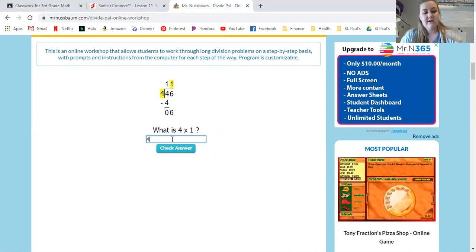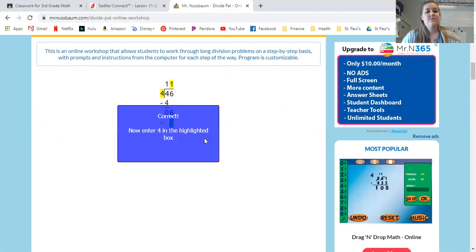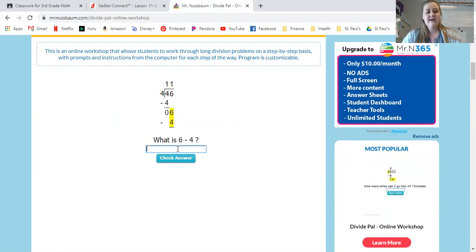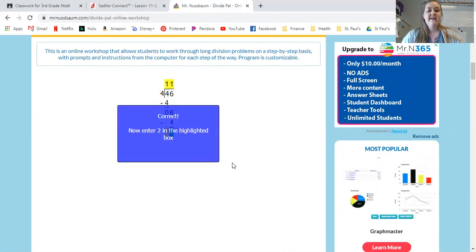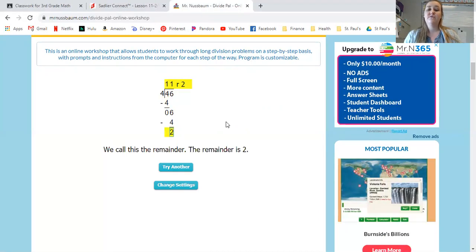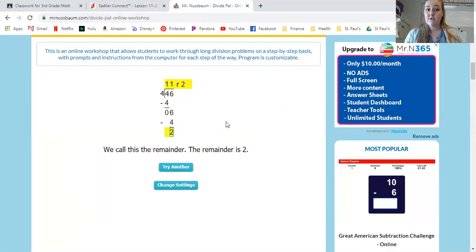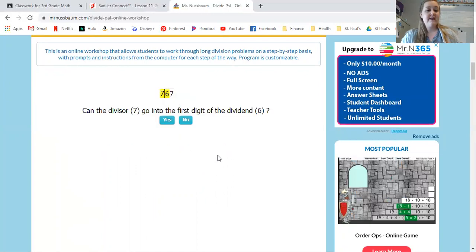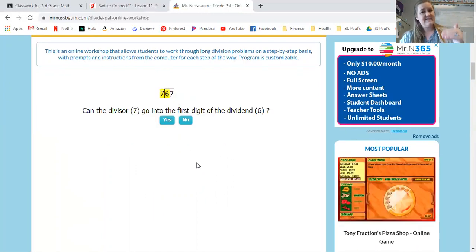4 times 1 is 4. It takes me through the whole step of what to do. Now I'm going to enter a 4 into that box. Now what's 6 minus 4? It's 2. I'm going to write a 2 there. That tells me that the answer to 46 divided by 4 is 11, which makes sense. 11 times 4 is 44, with 2 remaining or 2 left over. So I want you to do that. You can try another. I want you to do 5 of these problems as they take you step by step.